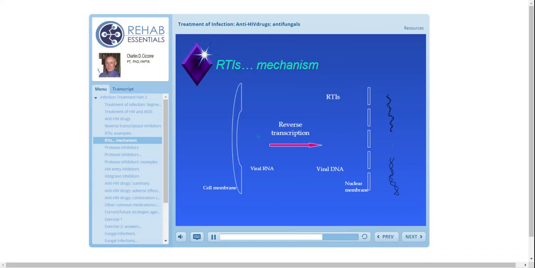So clearly, the RTIs have a big job here. If they inhibit this enzyme and prevent that key step of creating viral DNA, the virus can't get that foothold. It can't basically insert its genetic code and take over that cell.